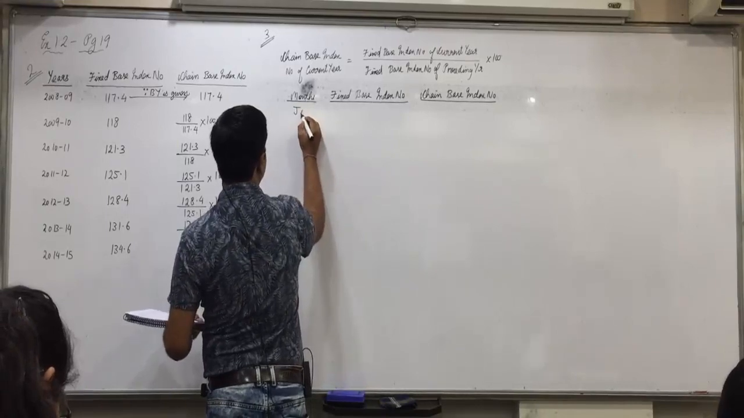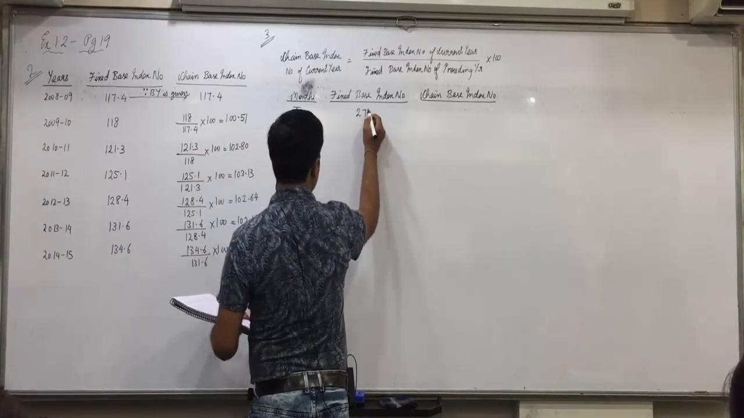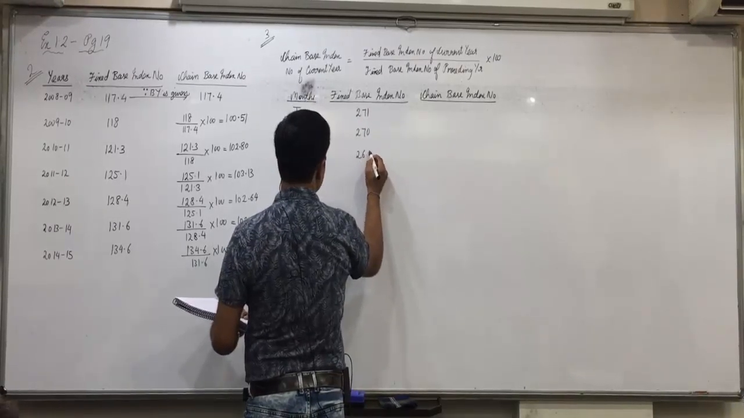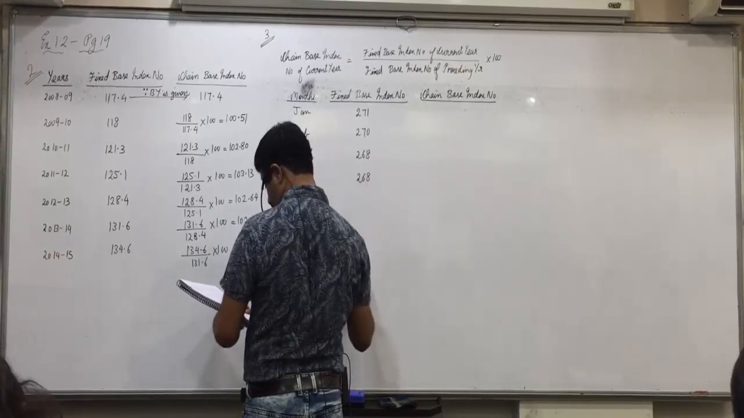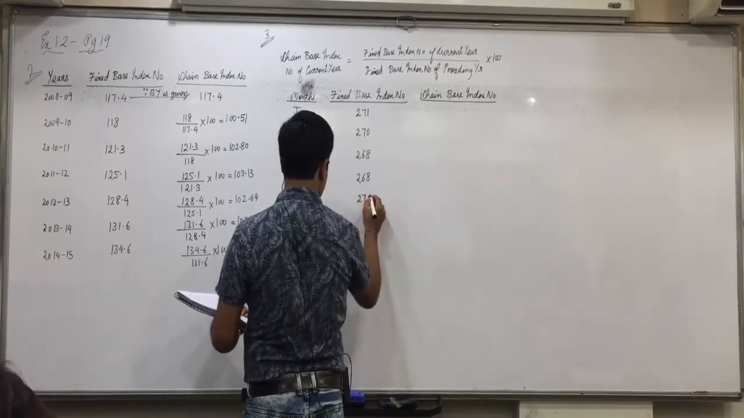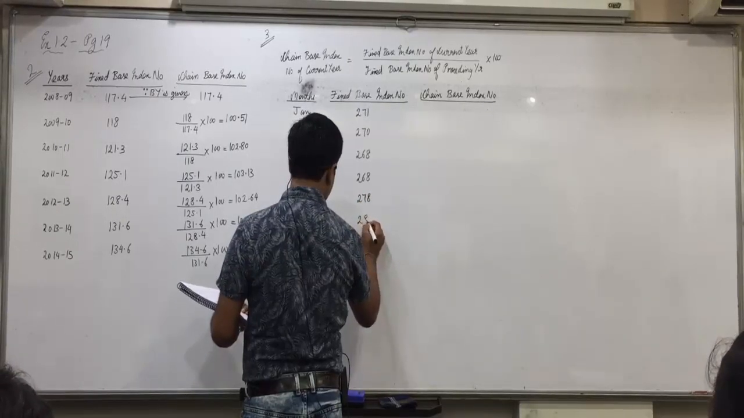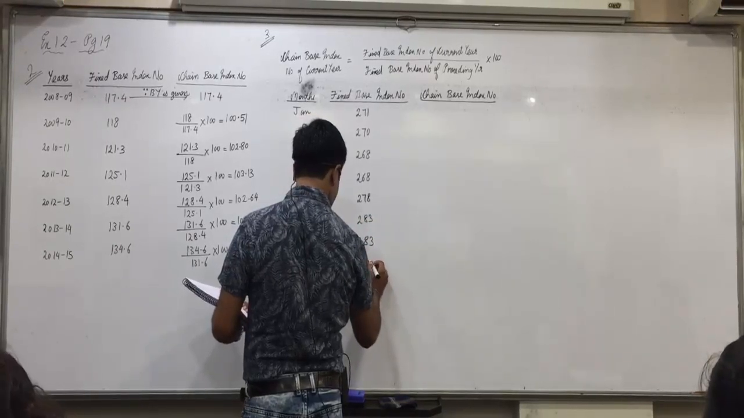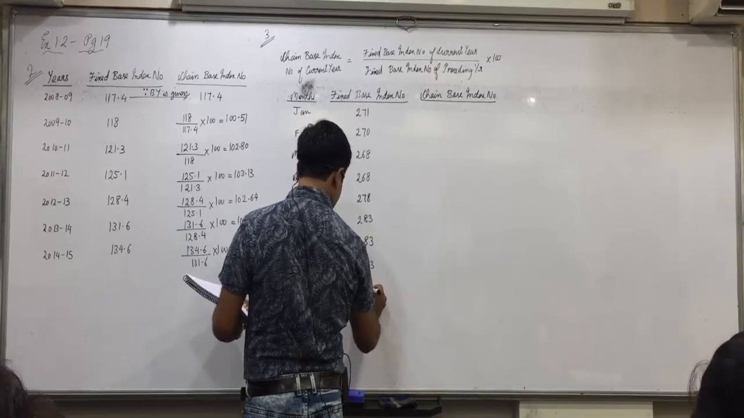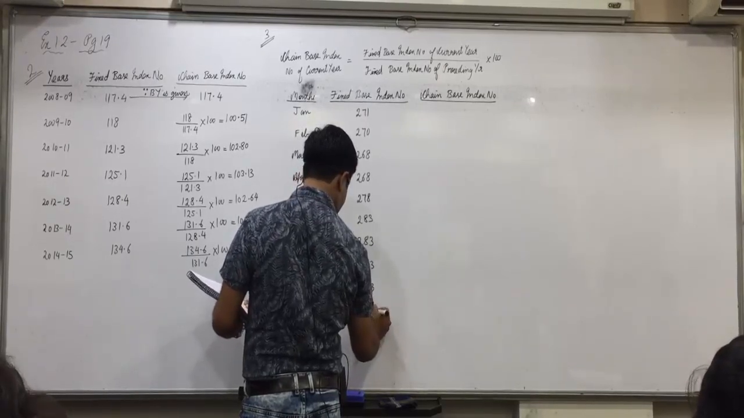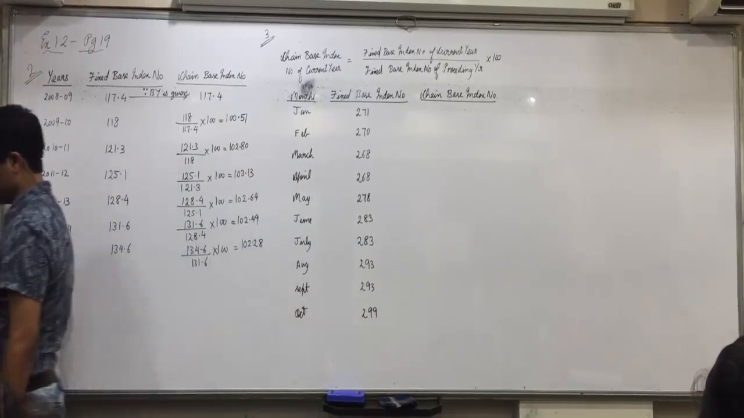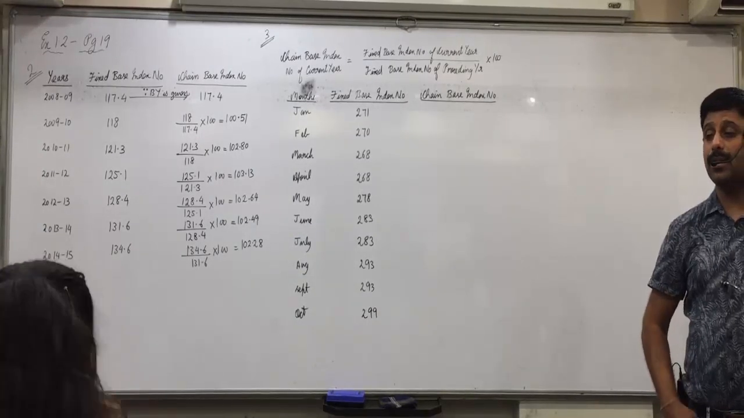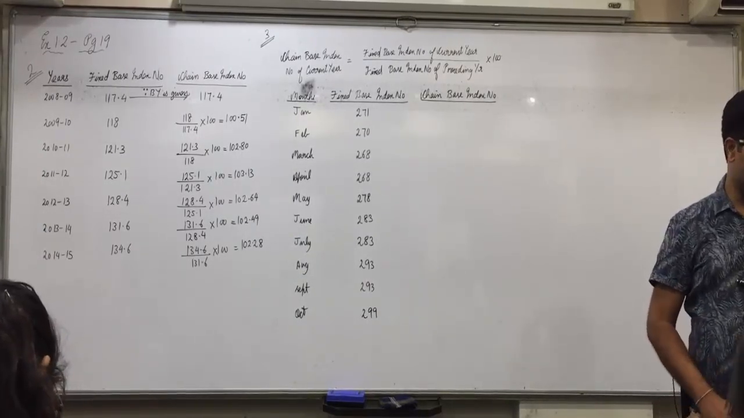January to October, and all the values giving one line: 271, 270, 268, 268, 278, 283, 283, 293, 293, and 299. Are you okay with this? Now, raise your hand who is still writing it. Shall I proceed further? Here base year is not mentioned.